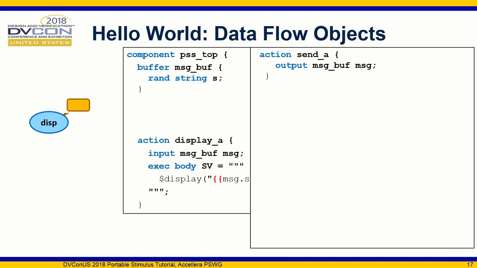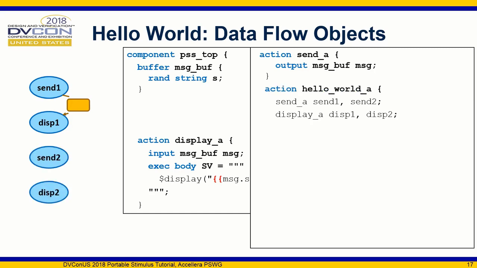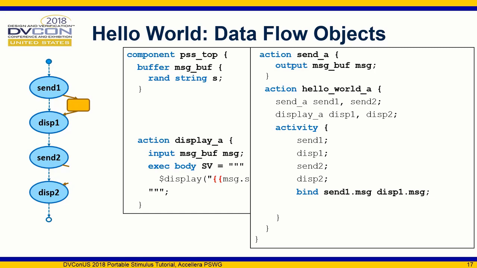Then what do we do with these data flow objects? Well, we're going to create now a send action, which is going to send a message out. Now our compound action hello world is going to have 2 sends and 2 display actions. And we'll put in an activity, we're going to say send 1, display, send 2, display. These lines here represent control flow. So I'm going to execute my actions in this order, and the brown stuff is the data. So I can bind the output of send 1 to the input of display 1, and similarly I can bind send 2 to display 2. So this says the data that I generate out of send 1 is going to be displayed, etc. Right? So this is how we're going to do it.